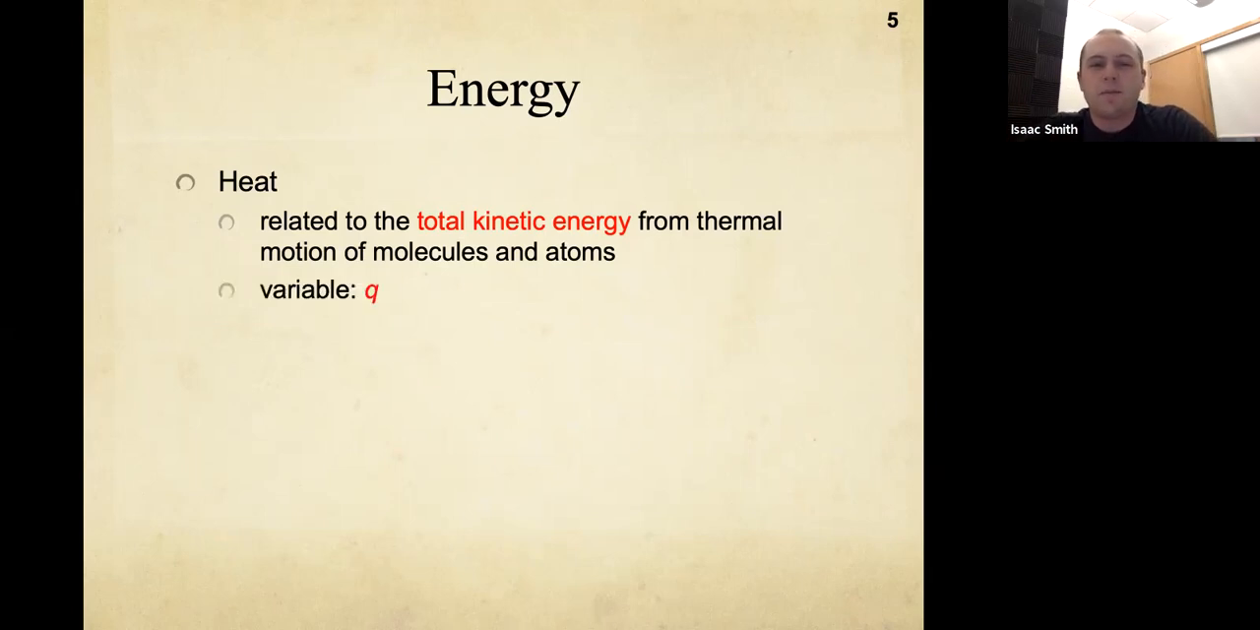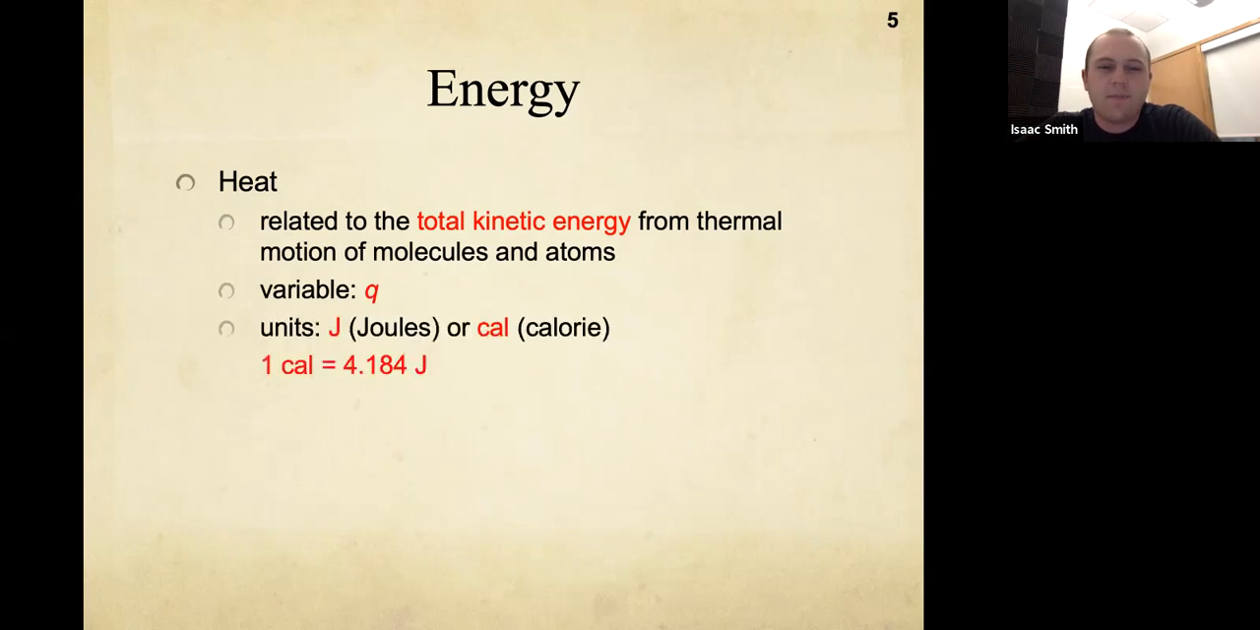Heat we represent with the variable Q. So that's what you'll see in different equations that relate to heat. And then the units that you'll see are either joules, represented by a J, or calories, represented by CAL, okay? And then there's a conversion here, like we talked about conversion factors in the last lecture. We can convert easily between calories and joules because 1 calorie is equal to 4.184 joules.